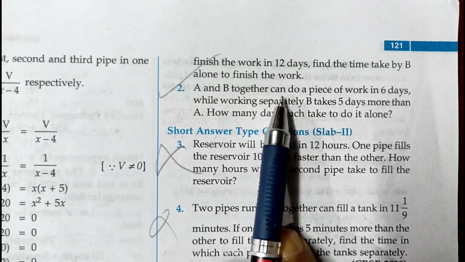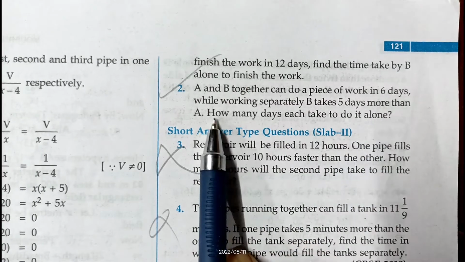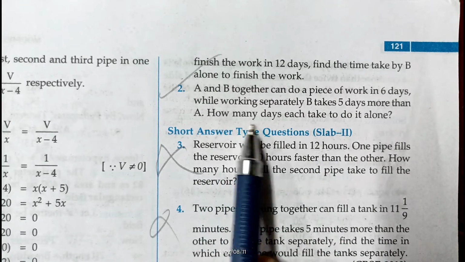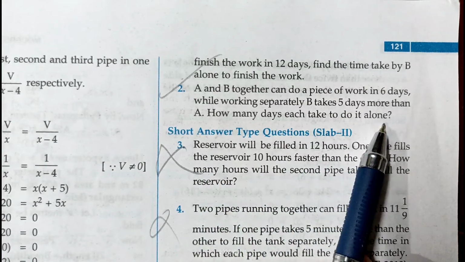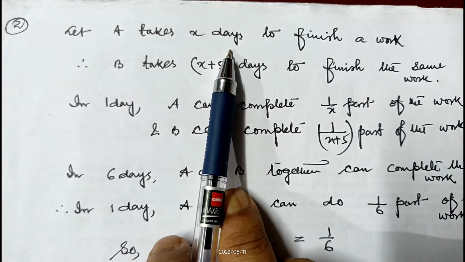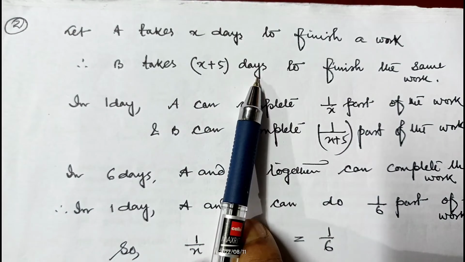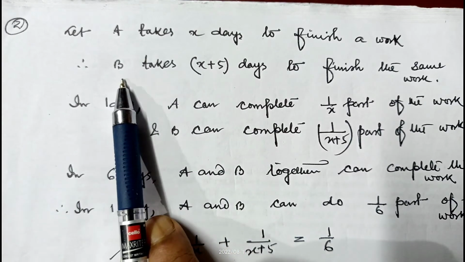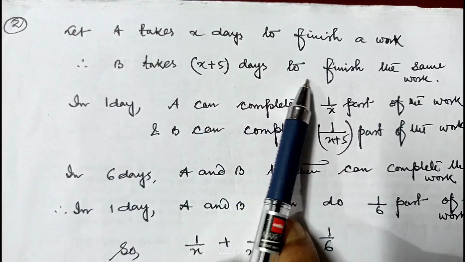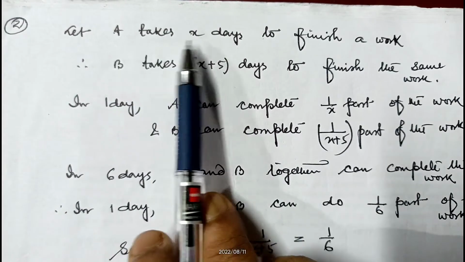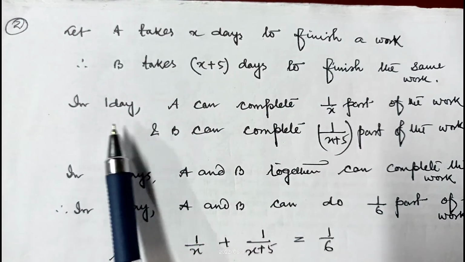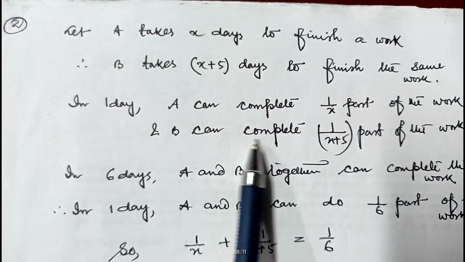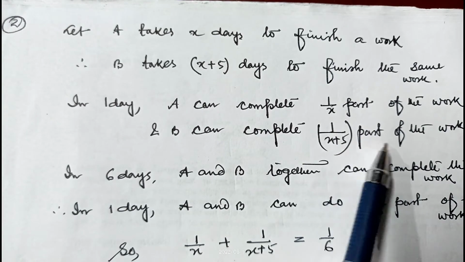A and B together can do a piece of work in 6 days, while working separately, B takes 5 days more than A. How many days does each take to do it alone? Let A take X days to finish the work, and in the question it is given that B takes 5 days more. Therefore, we can consider B takes X plus 5 days to finish the same work. A takes X days to finish the work. Therefore, in one day, A can complete 1 by X part of the work, and B can complete 1 by X plus 5 part of the work.